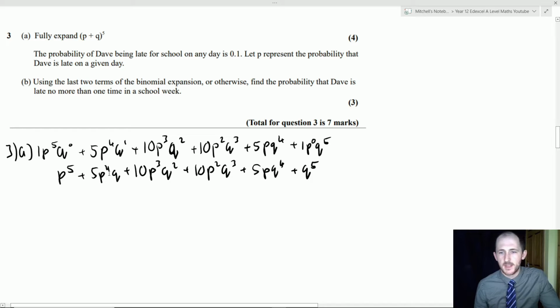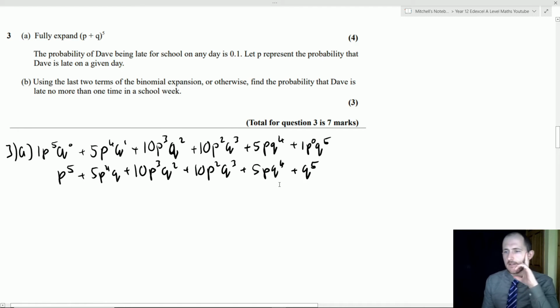So it then says, using the last 2 terms of the binomial expansion or otherwise. So we're basically given that the probability of Dave being late is 0.1, and let P represent the probability. They've actually done a lot of work for us, believe it or not. Using the last two terms of the expansion, find the probability that Dave is late no more than one time in a week. So P is late.